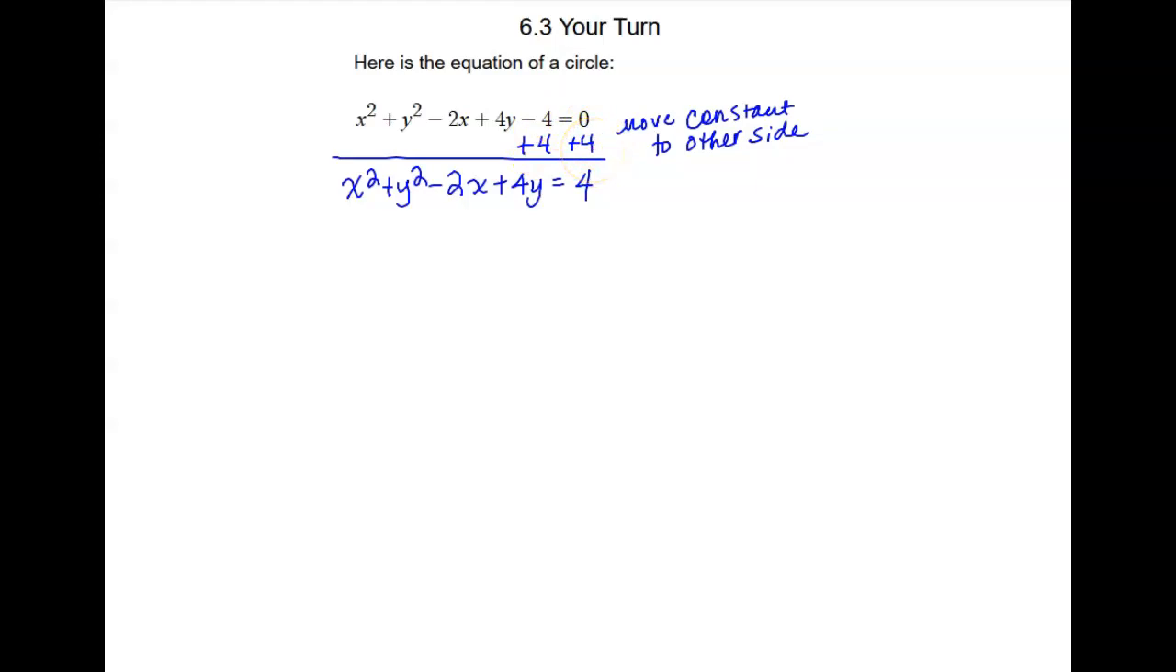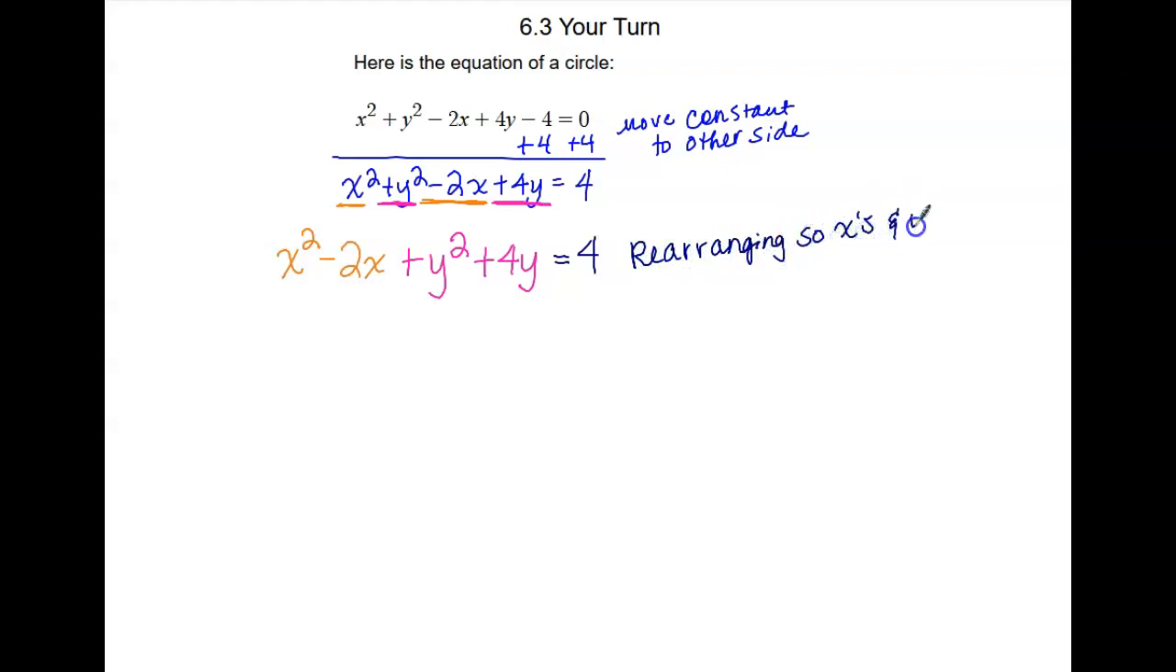So the second thing we're going to do is rearrange this so that the x's and the y's are next to each other. We're going to group them by x's and y's. So I'm going to put the x's right next to each other. So I have x² - 2x, and then I'm going to put the y's together. So I have plus y² plus 4y, and then that's equal to 4. Okay, so we're just rearranging. So the x's and y's are grouped together.